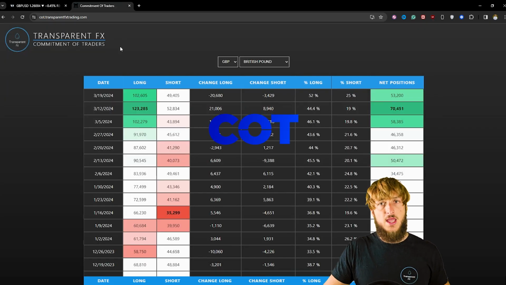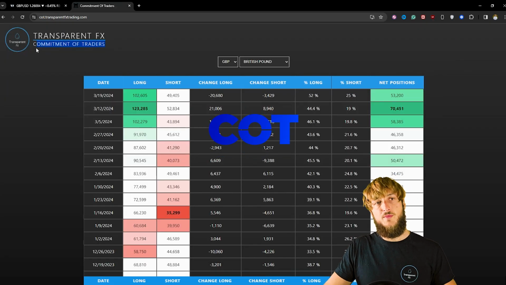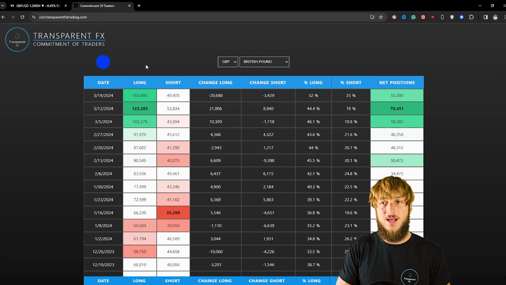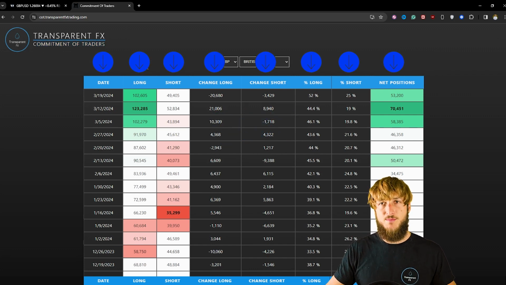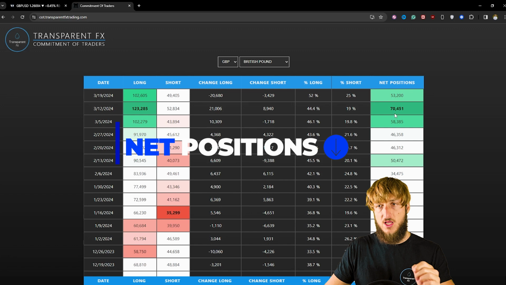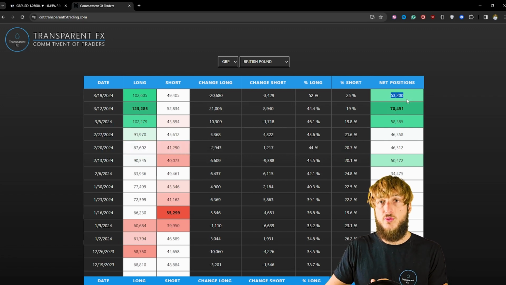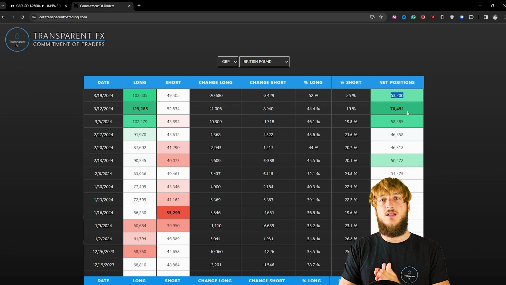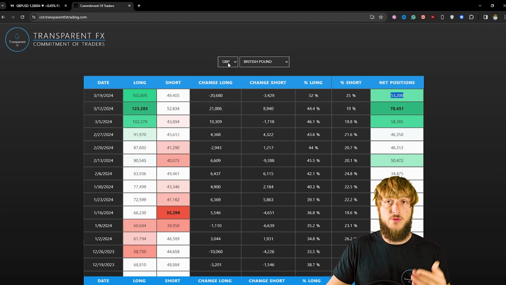Now, if we go and see what we have when it comes to the commitment of traders, so the COT data, so essentially what hedge funds and the big players in the market are doing, and we check the data precisely for the pound, what we can see is that with the last reports, net positions have been decreased. We went from having 70.4k net positions down to 53.2k net positions. So we had a clear decrease of the net positioning, making the pound weaker.